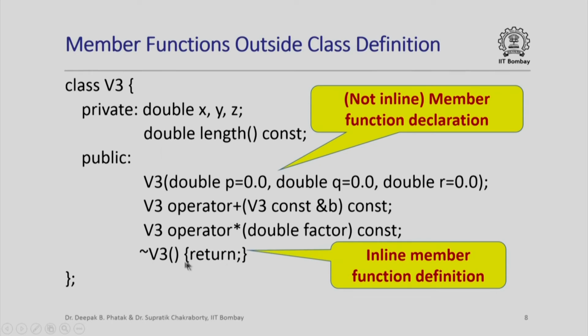So this is an inline member function definition, whereas these are non-inline member function declarations. And note that I can have a mix of non-inline member function declarations and inline member function definitions within the boundaries of the class definition. Now I have only declared these member functions here. Where am I going to define them?